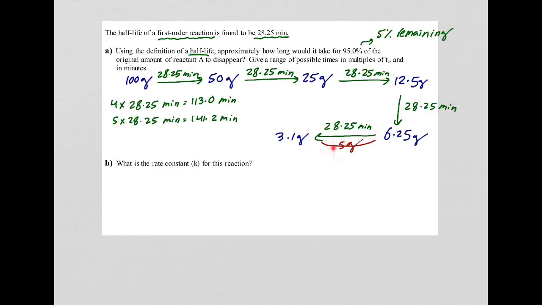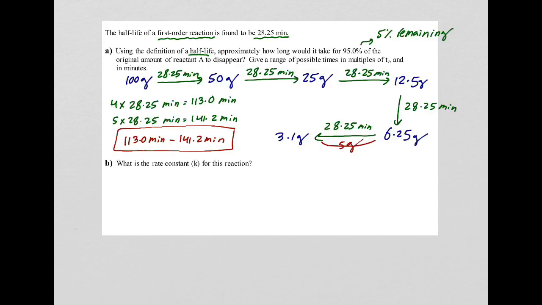We said somewhere here, that's what's going to happen, right? Somewhere here, we are going to have 5 grams left. So, the range would be somewhere between 113 minutes to 141.2 minutes. Somewhere in that range, I'm going to have 5 grams left. So far, so good? Okay.